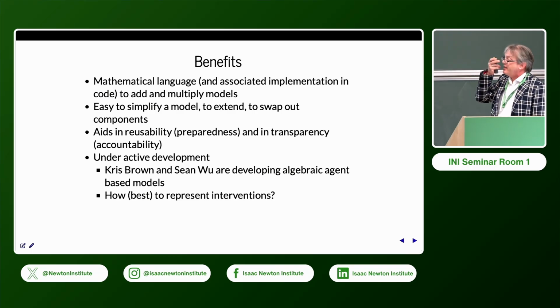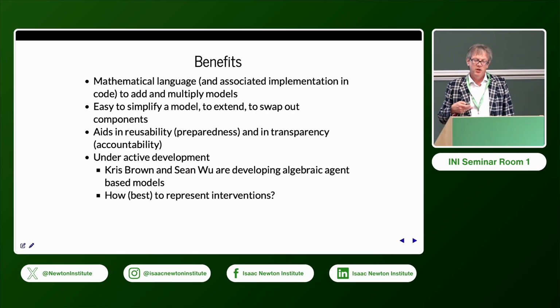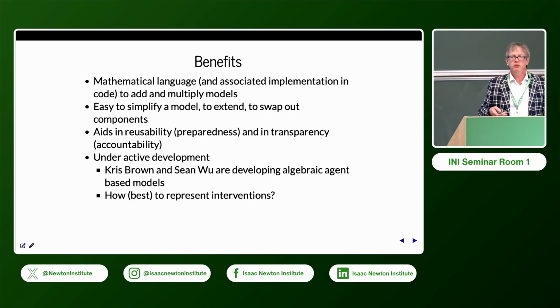So the benefits of this, you've got a mathematical language to be able to add and multiply models. It's easy to simplify a model, to extend and swap out components, and it aids in reusability. I'm going to build a toolkit of various bits of model that you can put together. Although this field is still under very much active development.